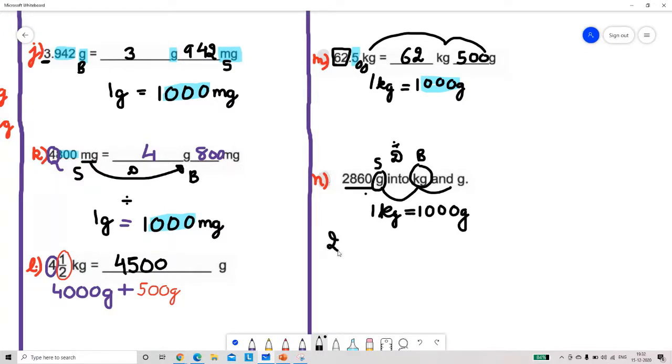Means 2860 grams will be divided by 1000. So how many zeros are there in the 1000? 3 zeros. So that means 3 digits will be my remainder. And what will be my quotient? My quotient will be this 2. So that means 2 kilograms and 860 grams is the answer.